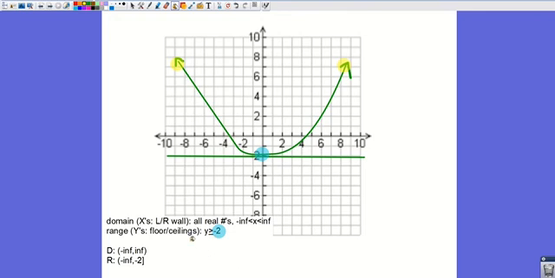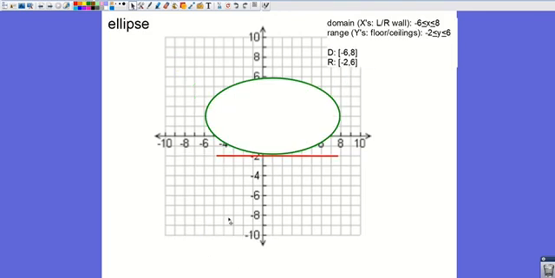Now, if you look at this example, this is pretty straightforward. This is an ellipse or an oval, for lack of a better term. There's a ceiling and there's a floor. The ceiling is 6, the floor is -2. And so that's why your range is -2 and 6, and it hits -2 and 6.